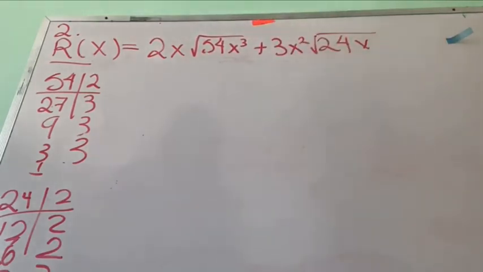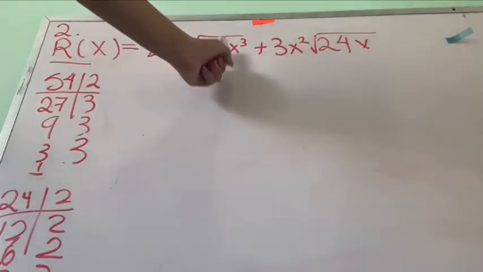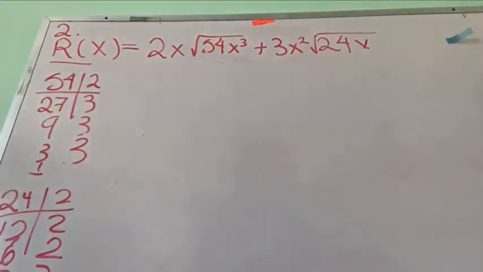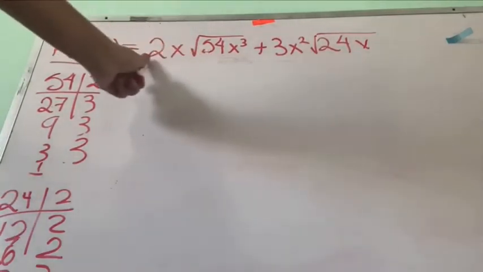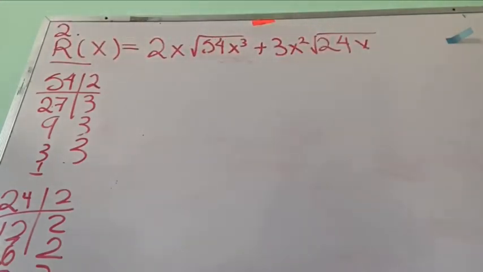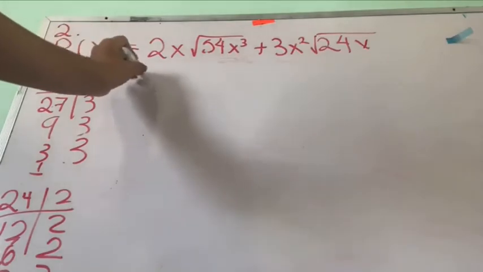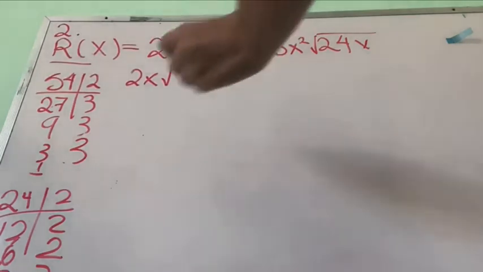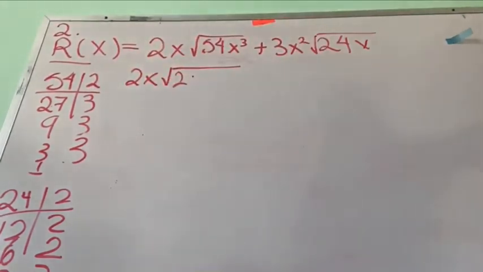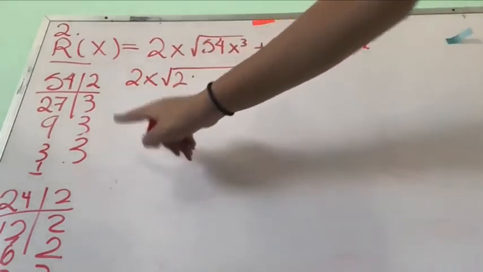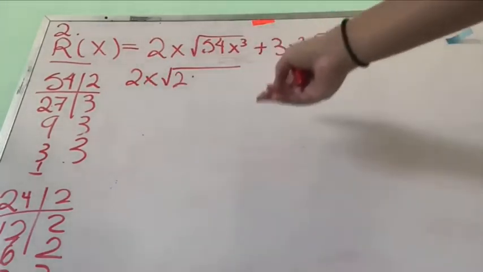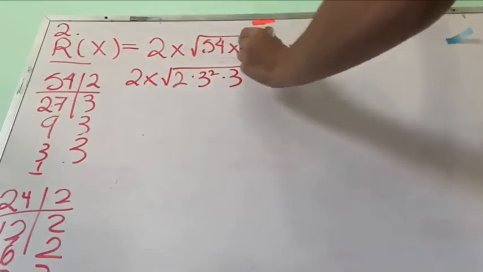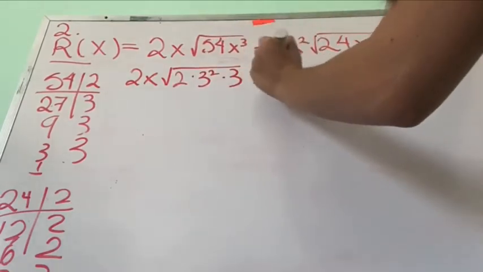The first thing we need to do is take out the prime factors of 54 and of 24, which I've already done here and here. Then we need to simplify these expressions. So we write 2x and we replace the 54 with its prime factors. So we have 2 and we have a 3 cubed, but since we need an exponent that is divisible by 2, we write 3 squared by 3. And we do the same with the x squared by x.